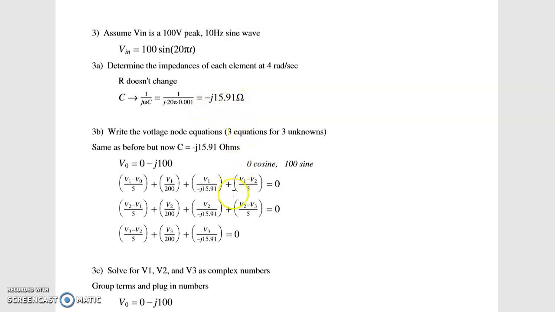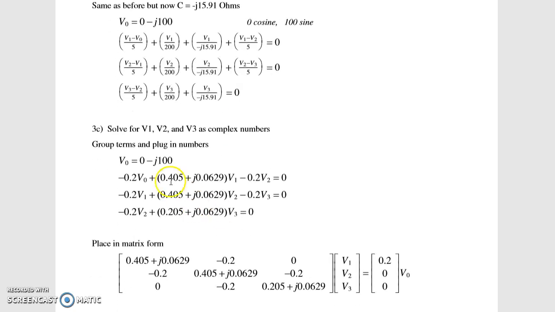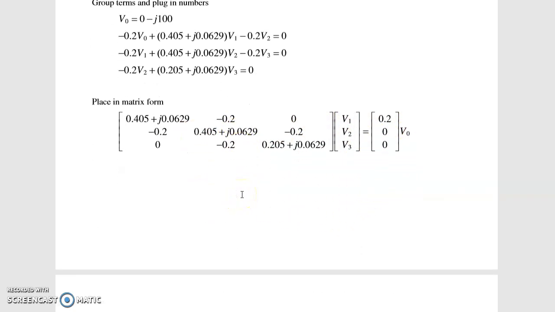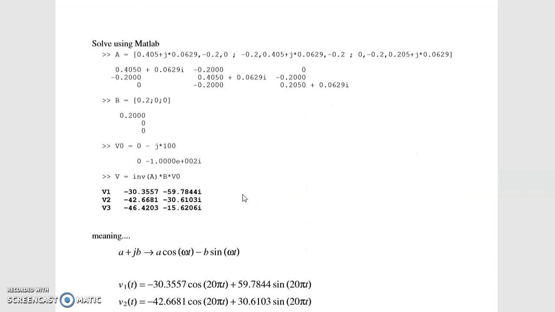Now write the node equations exactly like we did before. Only now I've got this extra term, that minus j 15.9. This is the current to ground through the capacitor. So whatever we did at DC still works at AC, only now I have complex numbers. To solve, again, group the terms just like we did at DC. Put in matrix form, I've got 3 equations, 3 unknowns, albeit with complex numbers. Throw it in MATLAB and solve.